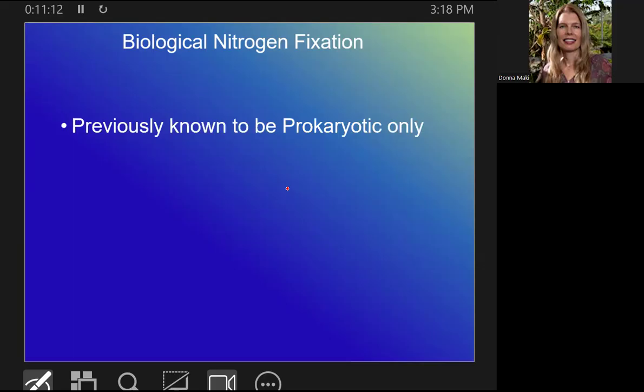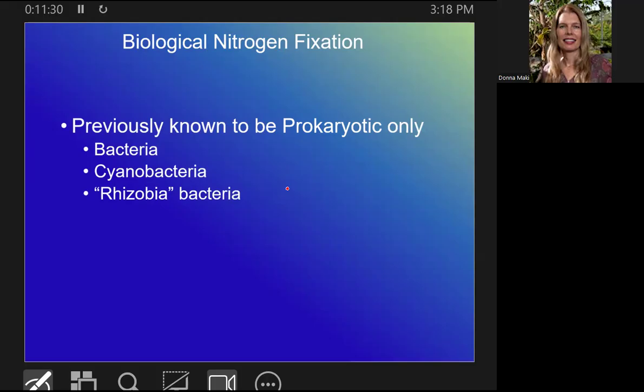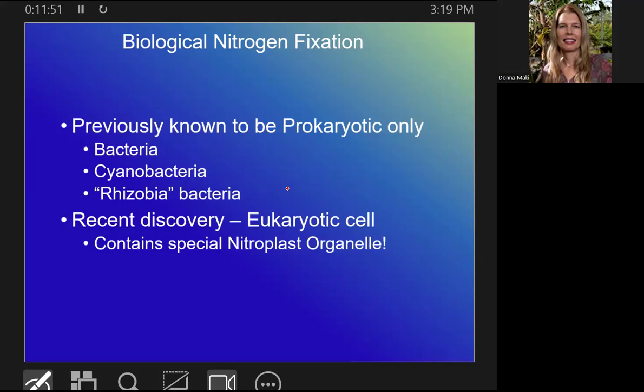So up until today, actually, I always taught that this is a prokaryotic only thing. Nitrogen fixation can only happen with a prokaryotic cell type, which means bacteria or cyanobacteria. Those are bacteria too. But just bacteria. Bacteria can do nitrogen fixation. Other organisms cannot. And today is the first time I get to say we were wrong. So there's a recent discovery of a eukaryotic cell. It's an algae that has what they've termed a nitroplast organelle, which was once a free-living cyanobacteria.